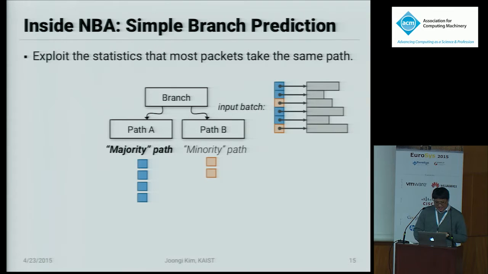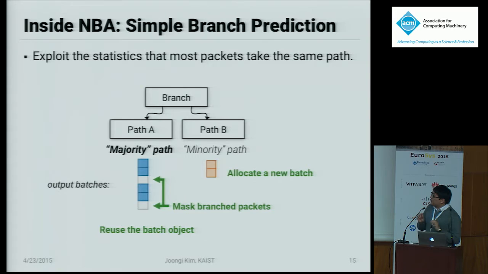Exploiting this characteristic of NBA pipelines, we devised a simple branch prediction technique. On each branch, NBA predicts how many packets will take the majority path depending on the processing results of previous batches. It reuses the original batch for the majority path and masks the packets that took other paths. And for the other paths, it allocates a new small batch object and just copies the pointers of packets to them.